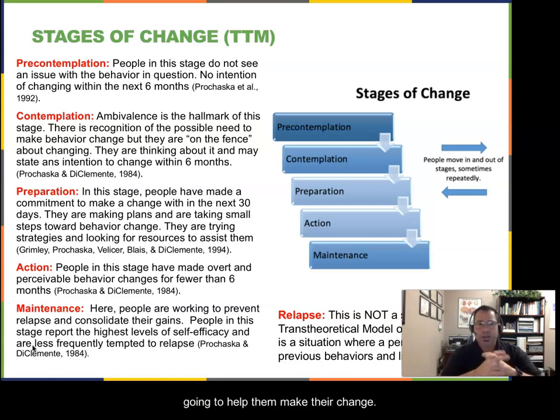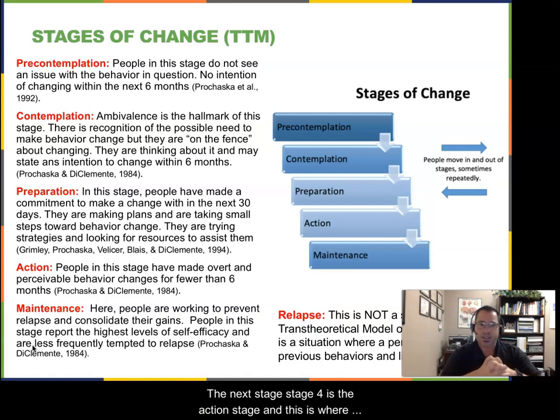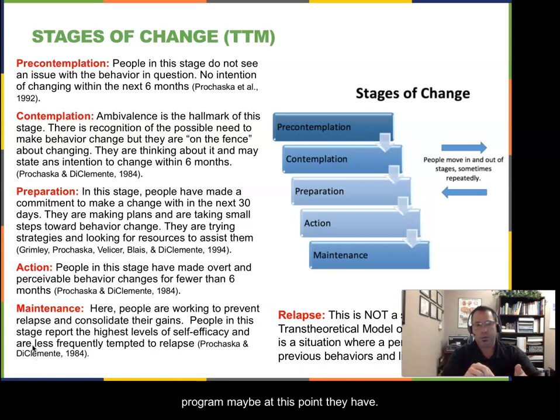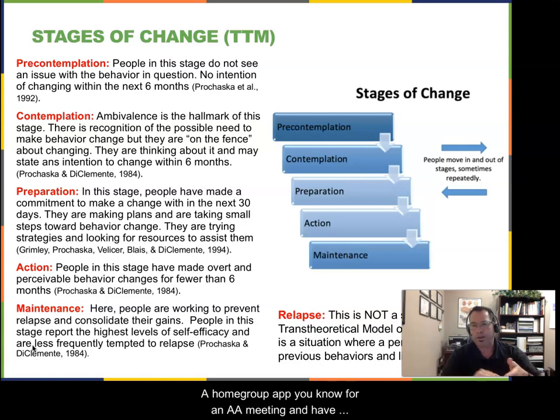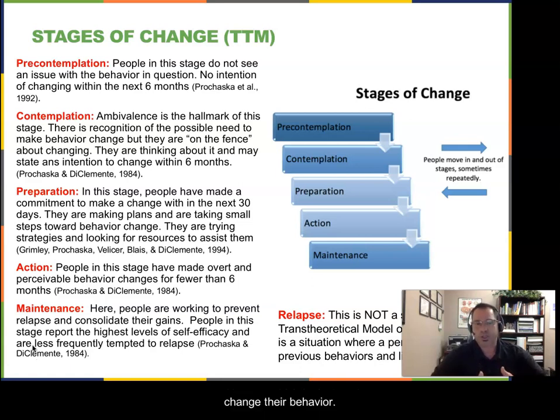The next stage, stage 4, is the action stage. This is where people have made overt and very perceivable changes in their behavior. So in other words, they have stopped drinking. Maybe they are now participating in an outpatient program. Maybe at this point they have a home group for an AA meeting and have chosen a sponsor, which is like a mentor, to help them explore the 12 steps, which is designed to help people change their behavior.